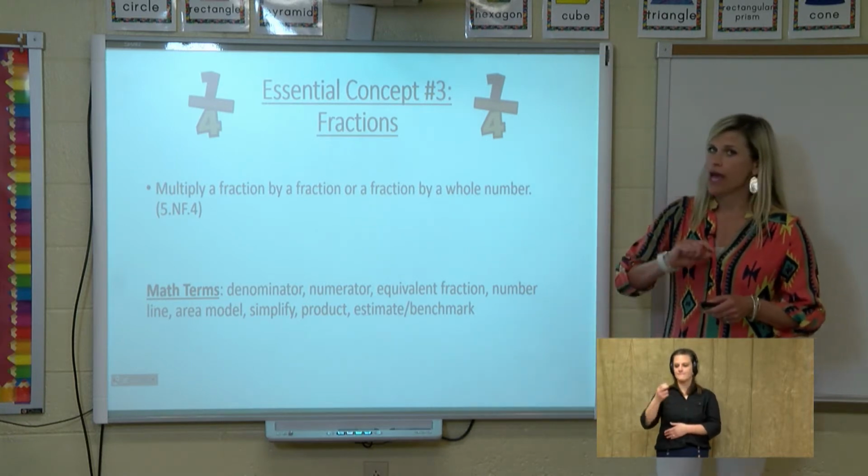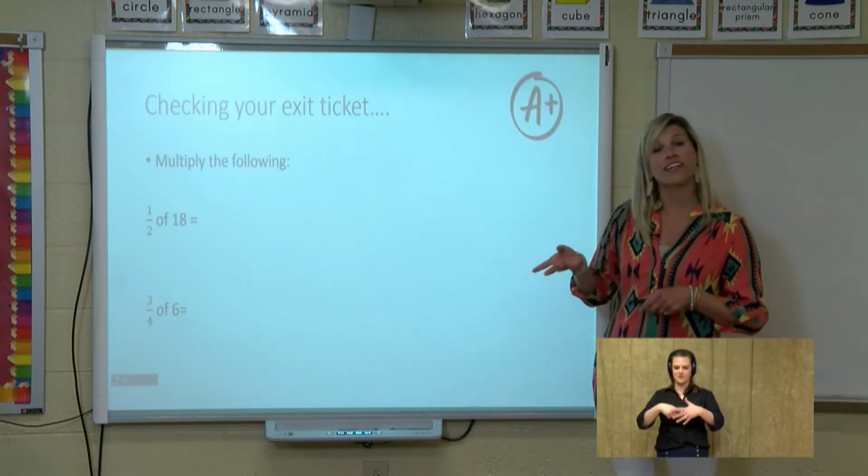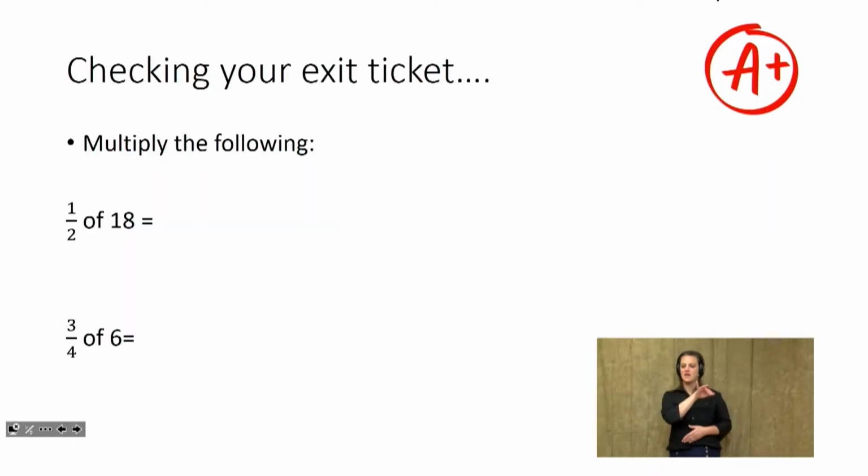All right, so every single lesson, we start off with checking our exit ticket from our class before. On Monday, I asked you to multiply the following. Now look at the first one. It says half of 18. Now, just by looking at that, is the product going to be greater than 18, less than 18, or equivalent to 18? It should be less than 18, right? Because you're taking a fraction or a part of 18. And in this case, half of 18 is 9.